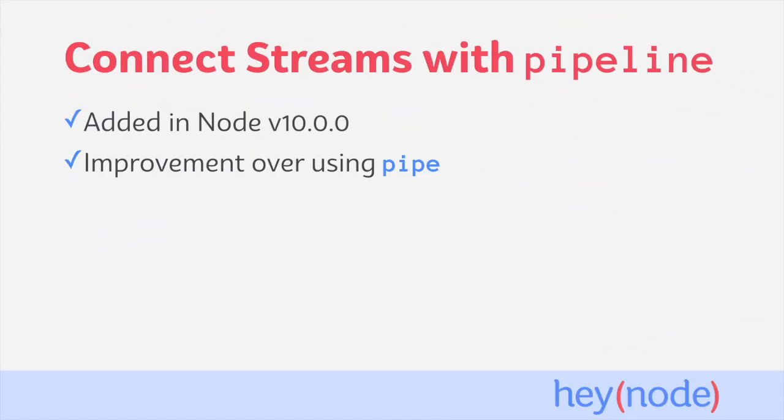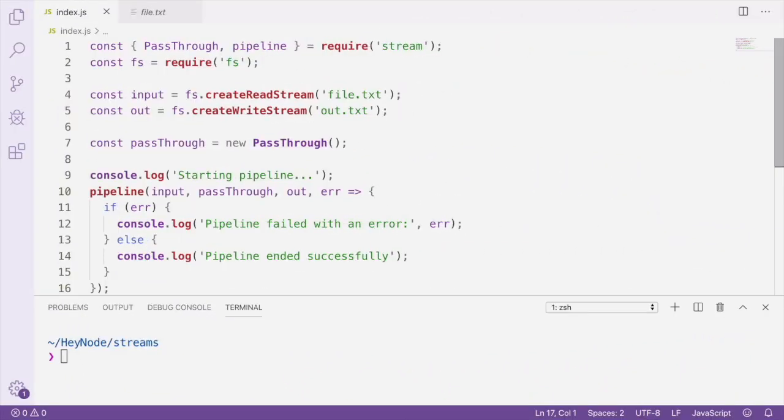Another option to connect streams is to use the new method available in the stream module called pipeline. The pipeline method was added in Node.js version 10, and it is an improvement over the regular pipe method. It's still important to understand the basic pipe method because you'll see it used pretty often, but I definitely recommend that you use the new pipeline method whenever possible.